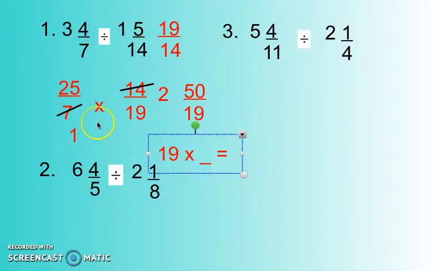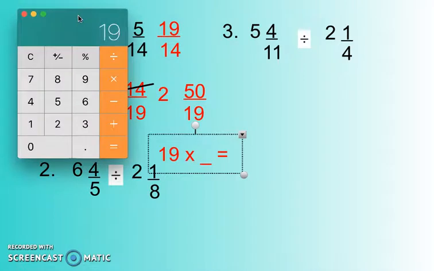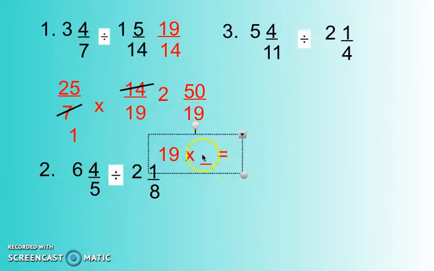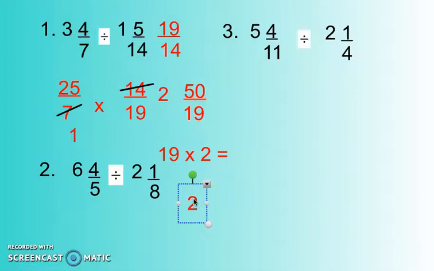Well, let's try it out. Let's do 19 times 2. Nope, that's 38. Can we go one more time? Let's try it out. 19 times 3, maybe. Oh, 19 times 3 is too big, so 19 times 2, that's the closest we're going to get. So that means we can get 2 wholes out of it. And what is left over?